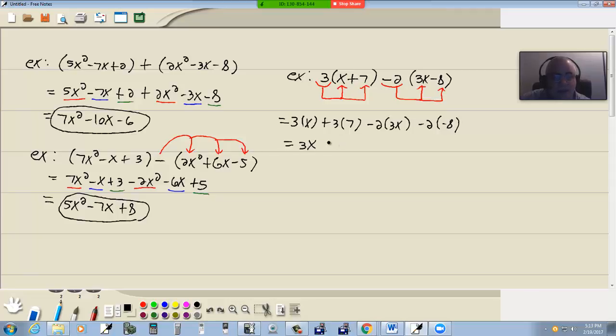That gives us 3x plus 3 times 7 is 21. Minus 2 times 3 is minus 6x. Negative 2 times negative 8 gives us positive 16. And as always, combine like terms in any step. So we've got 3x minus 6x, which gives us negative 3x. And we've got 21 plus 16, which gives us 37. And that would be our answer.